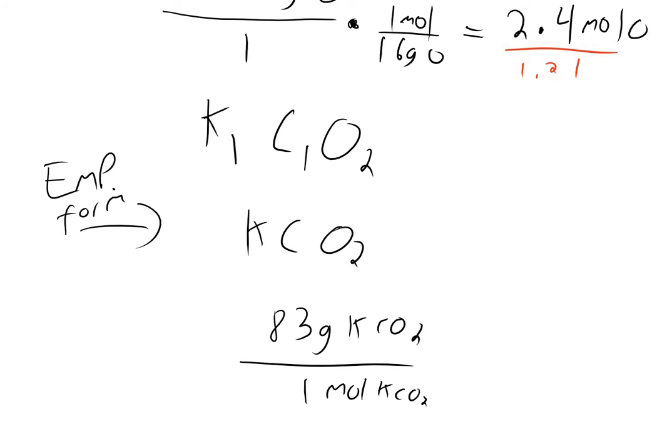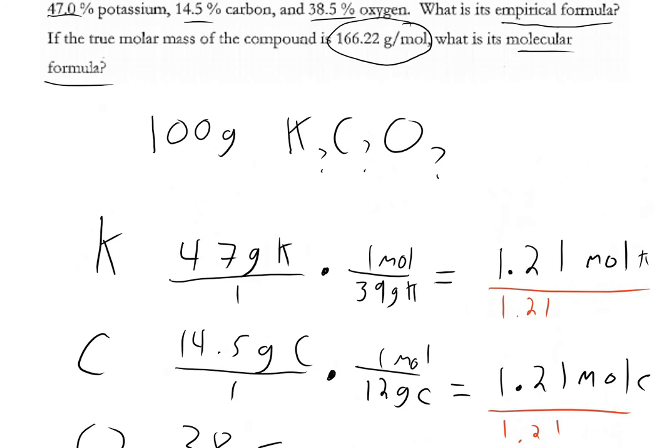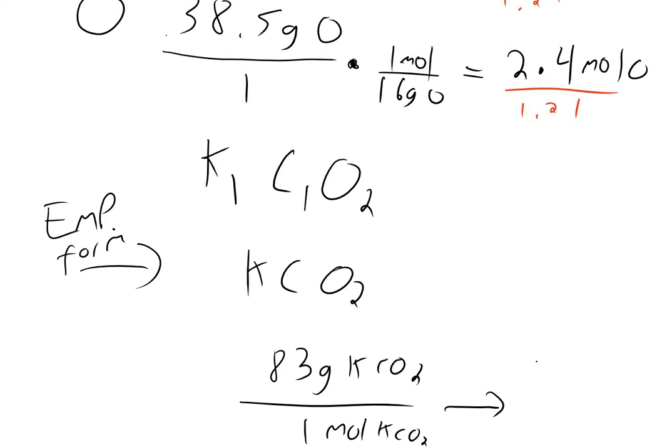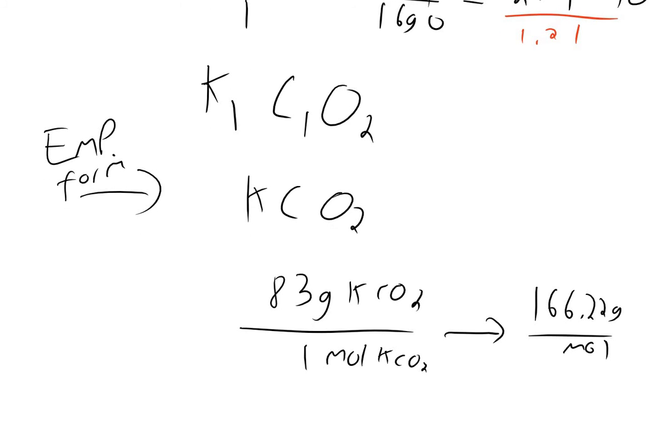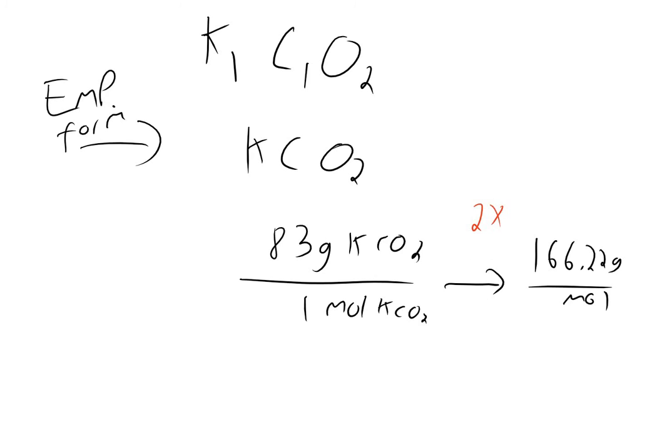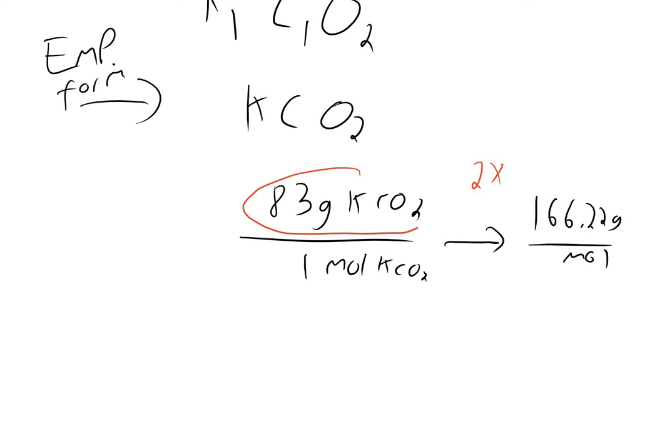But it's not supposed to be 83 grams. Our compound that we've just tested for is supposed to be 166.22 grams per mole. Well, what is 83 compared to 166? It's actually doubled, right? We could check this by dividing: 166.22 divided by 83. It's going to be 2, which means that everything in this molecule needs to be doubled in order for its mass to match what we found in the lab as its true molar mass.